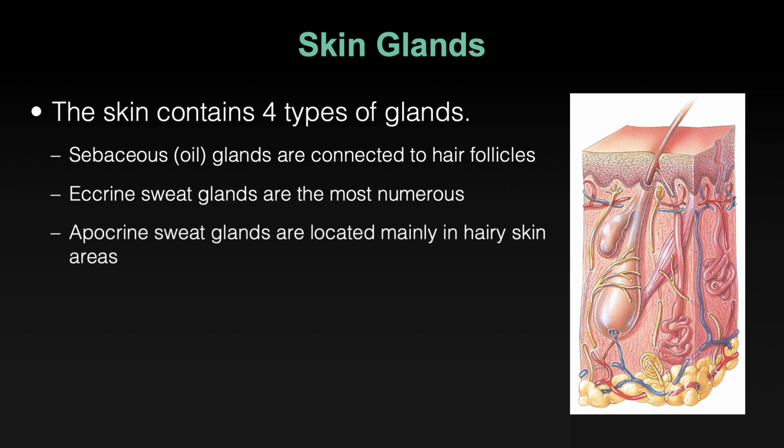I'm not showing you its counterpart, the apocrine sweat gland, which you can think of as a combination of the first two points. It's a sweat gland that secretes an oily substance, not salty fluid, but an oily substance. And again, these are often found in those crevices to reduce friction.